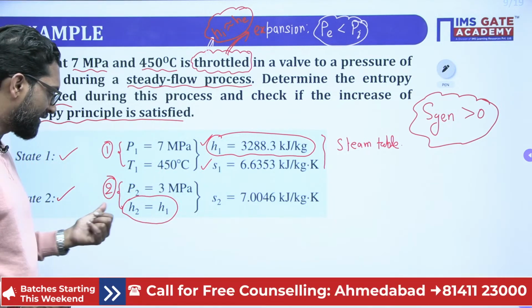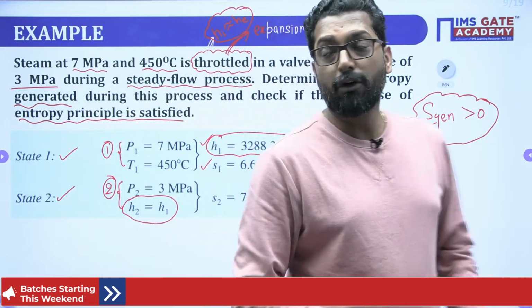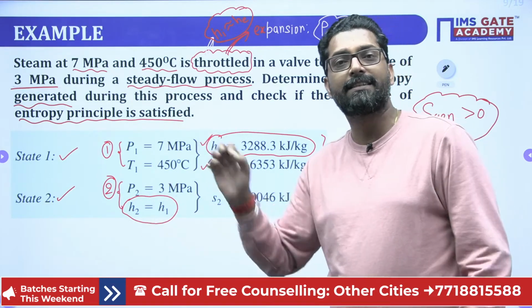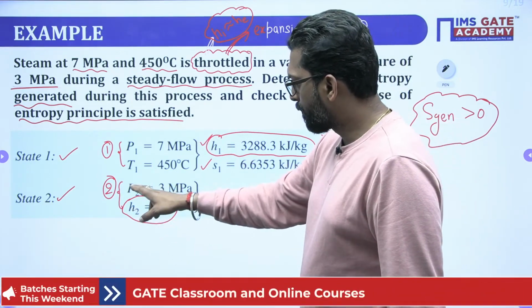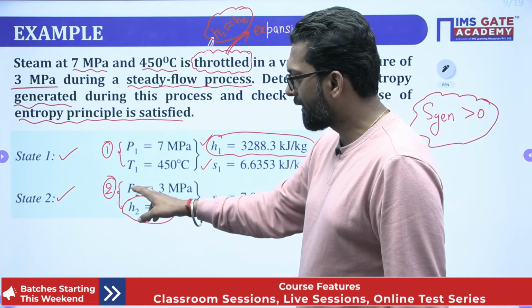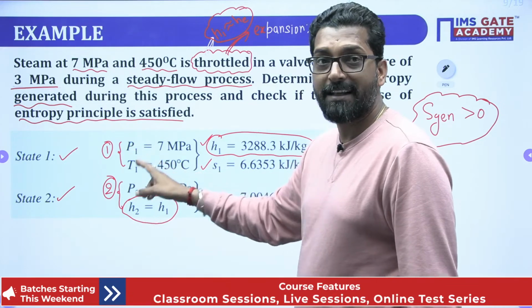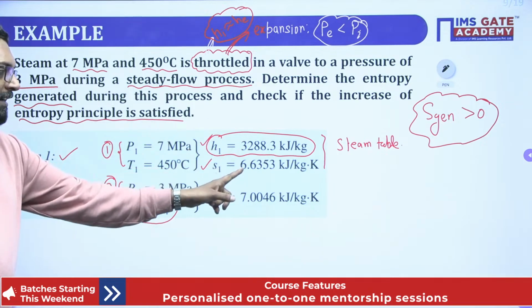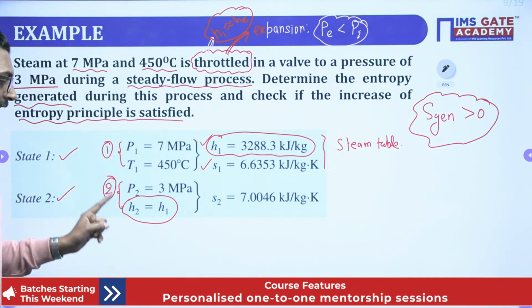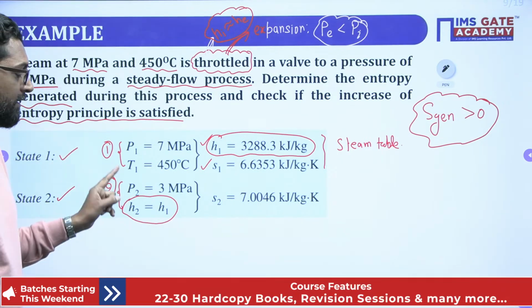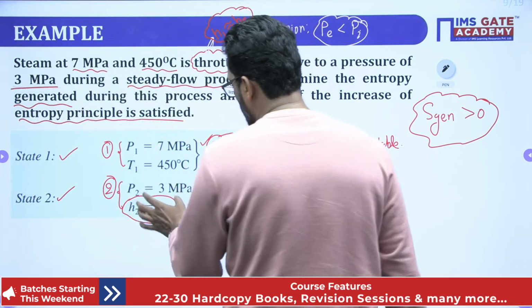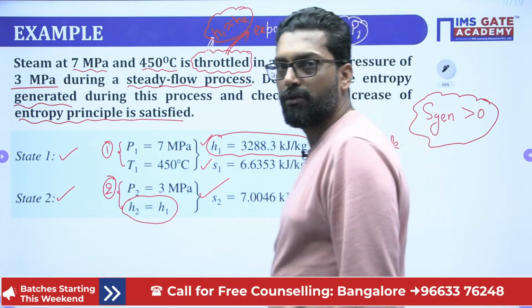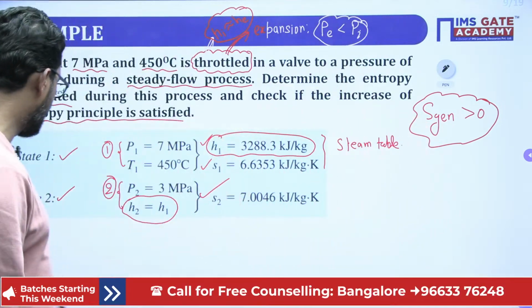Why do we take H1 for state 2? Because H1 equals H2. Isenthalpic, that means inlet and exit are the same. So in this manner, we have to identify two properties, pressure and enthalpy. First, we identify pressure and temperature, mind it, and accordingly we identify the other properties. Second, we identify the pressure and enthalpy. What is the concept? Throttling is an isenthalpic process. So with H2, accordingly we find entropy 2, that means specific entropy at point 2. Once we identify that, we can easily find it out. No problem. Okay.